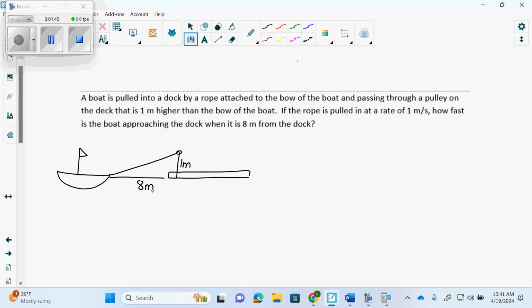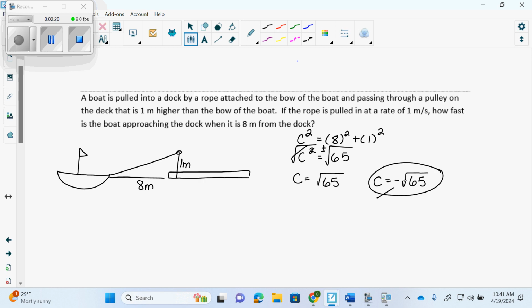Does anyone know how I can find a hypotenuse from grade 10? Pythagorean theorem. So we're going to have c squared equals 8 squared plus 1 squared. C squared equals 65. Square root. What do we do when we get the square root? Plus or minus. So C equals positive root 65, and C equals negative root 65. And because we're mathematicians, we show both. We circle this one.